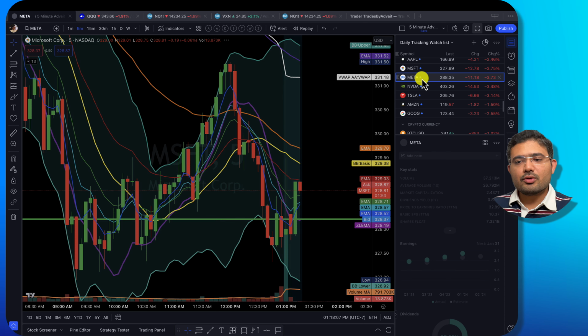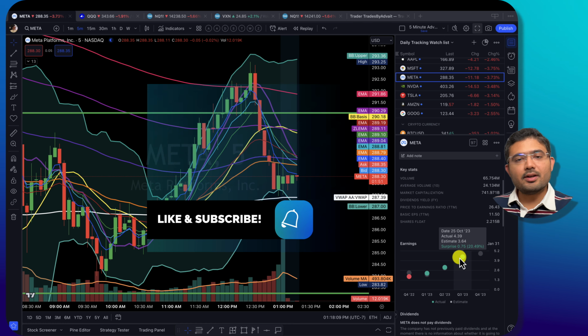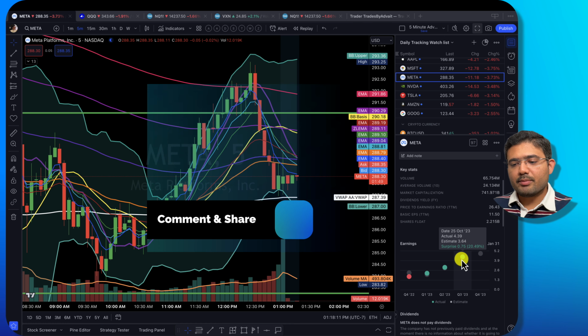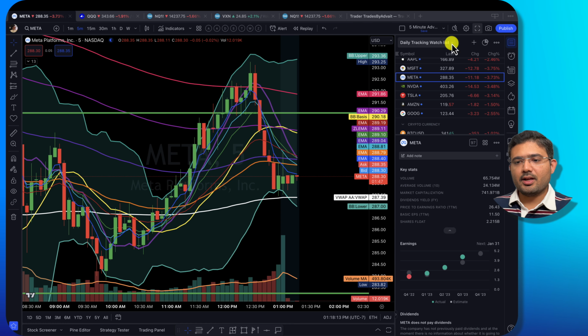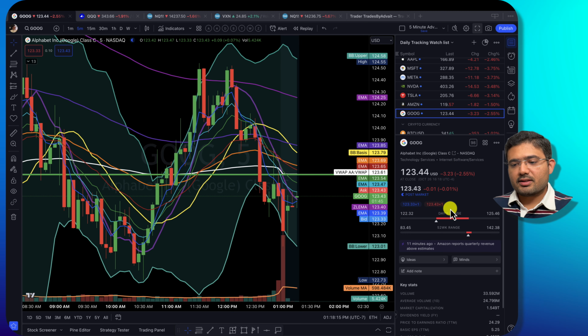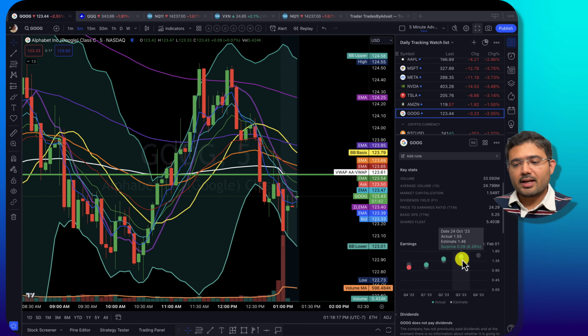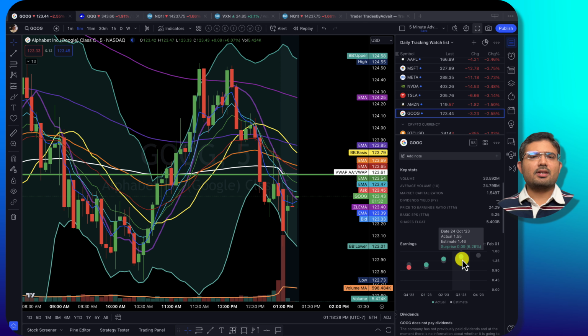Same goes for Meta. If you go to Meta's earnings, you can see over here they beat the estimates by 20%. If you go to Google's earnings, they beat the estimate by 6%. So already big tech is coming out and blowing out quarter on quarter earnings. So here's my important take.